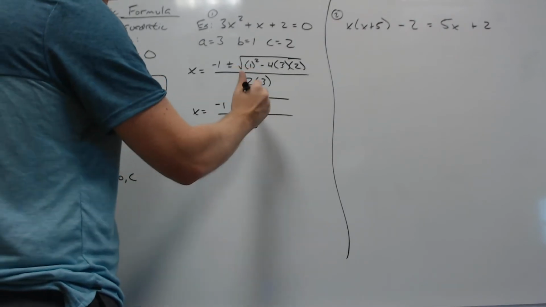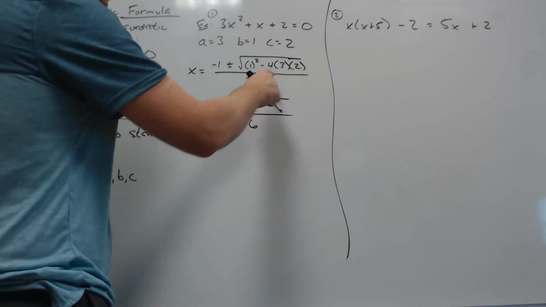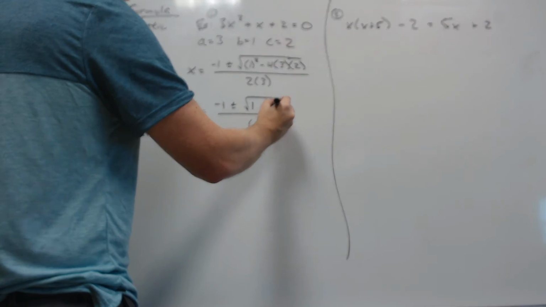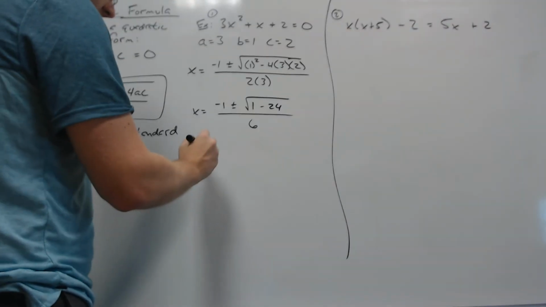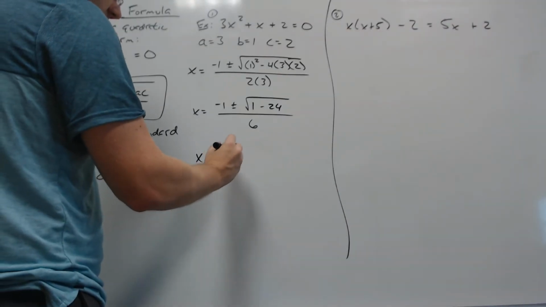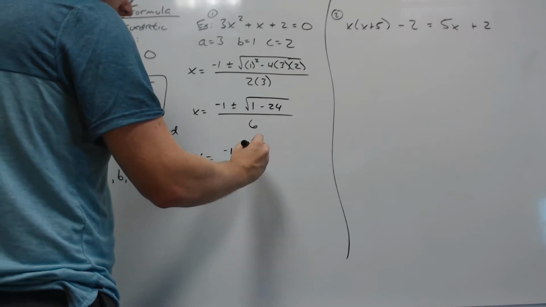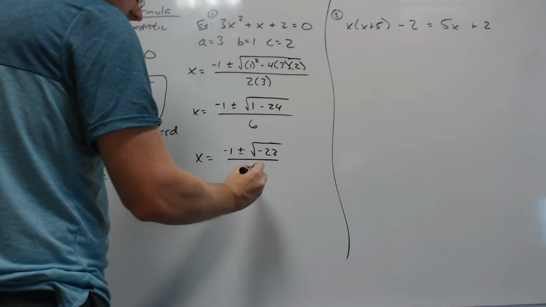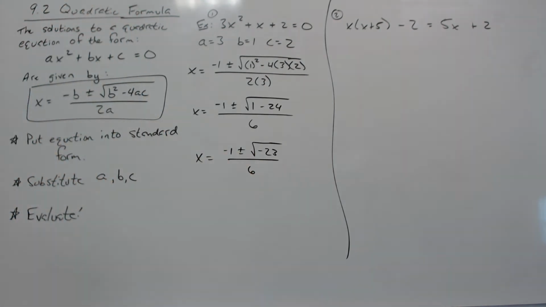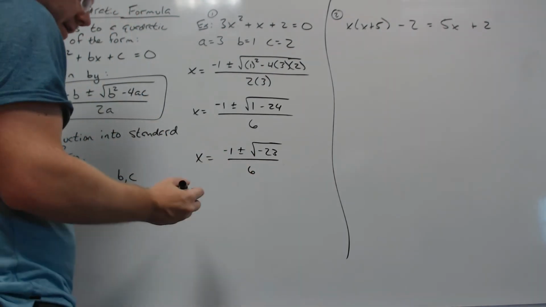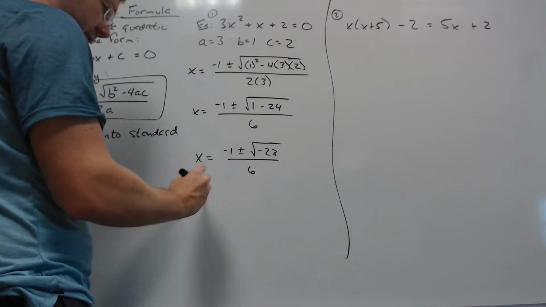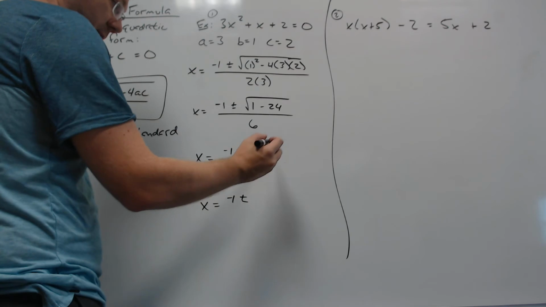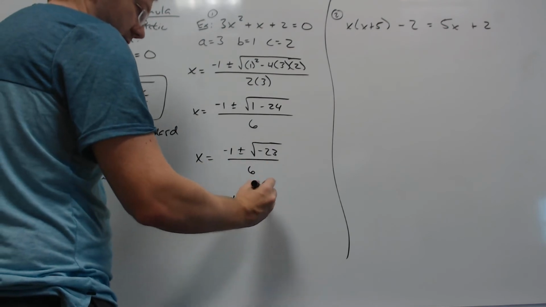I know 1 squared is 1. 4 times 3 is 12, 12 times 2 is 24, so minus 24. So this is going to be x equals negative 1 plus or minus the square root of negative 23 over 6. And the only simplifying that I can do here is this negative under the square root. We tend to not like to leave that there. So that just tells me that my answer is imaginary.